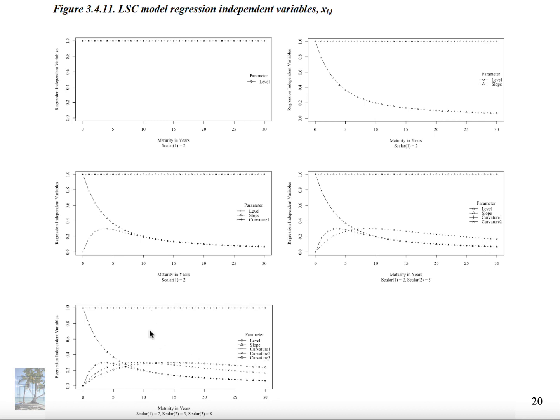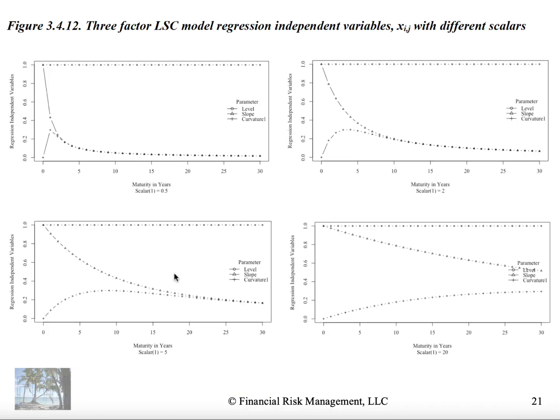And so it's just a matter of where you want to apply the weights. As you use this model, you'll get more comfortable with how to interpret the different parameters. If we focus now just on the 3-factor model, what we're going to do is change the scalar from 0.5 to 2 to 5 to 20. And what we'll notice is the weight applied, the curvature emphasis is at the short end.